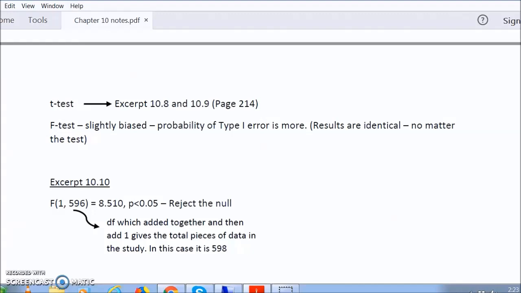One of the other types of statistics that can be done is the F-test. Your book talks about how the F-test is used, but it is slightly more biased in the sense that the probability of type 1 error is more. Remember, type 1 error is the fact that we reject the null even though it is true. However, whatever you do, like a t-test, F-test, Z-test, whichever test you do, you still get the same result. It is identical. So let's look at 10.10.